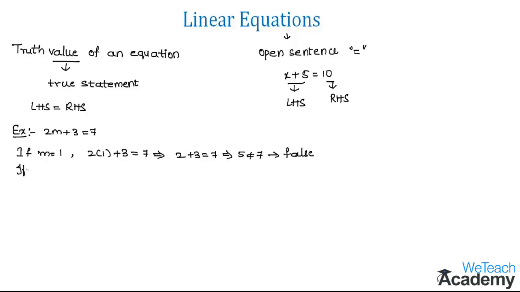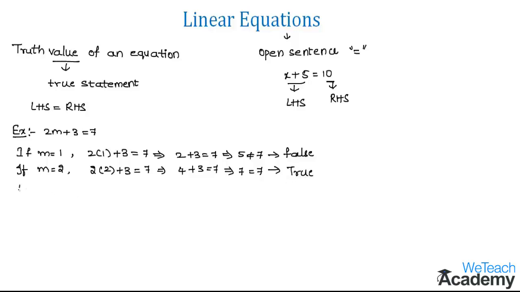Let us substitute m is equal to 2 in the equation. We get 2 into 2 plus 3 is equal to 7. That implies 2 into 2 is 4, plus 3 is equal to 7. That implies 4 plus 3 is 7, which is equal to 7. So we observe that LHS is equal to RHS, so this becomes a true statement.